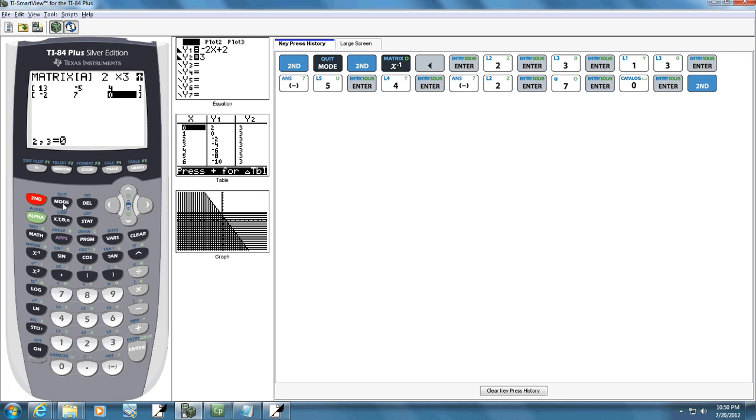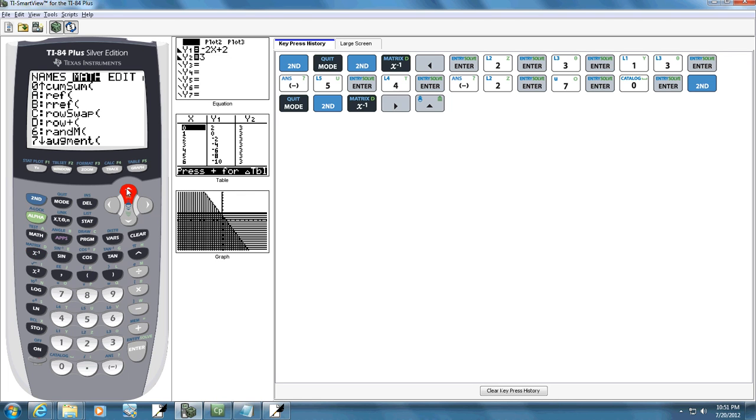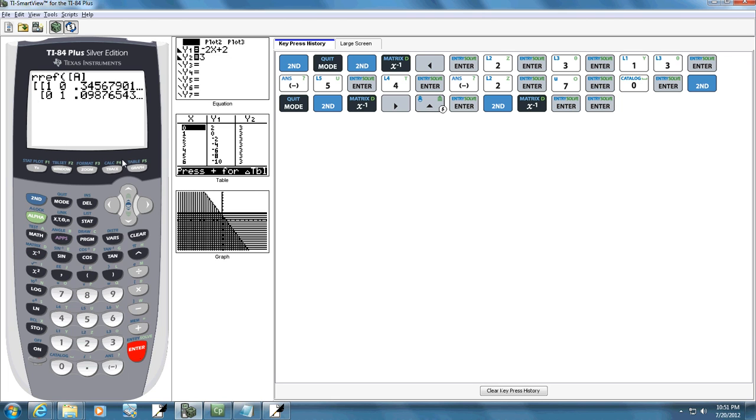Make sure you exit out, do a second mode, and now we're going to go through our REF process. So do second x to negative 1. That's actually an inverse button. Right arrow to math, up arrow to RREF. Press enter on it. Go back into my matrix menu, do enter on A, and enter again.